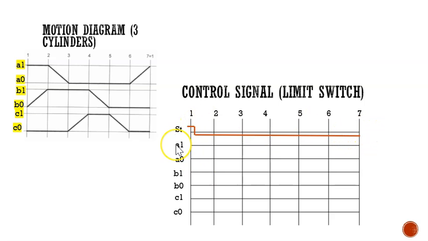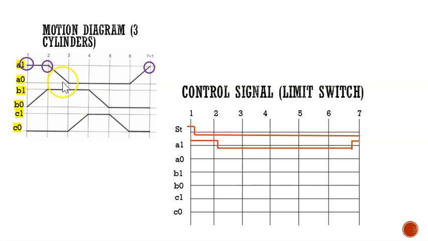Now let's do A1. So A1, we start at 1, 2. So it should be at the upper level, 1, 2. And then is there any more? Yes. It goes back up here. So we have one small line here. So you have to complete it.